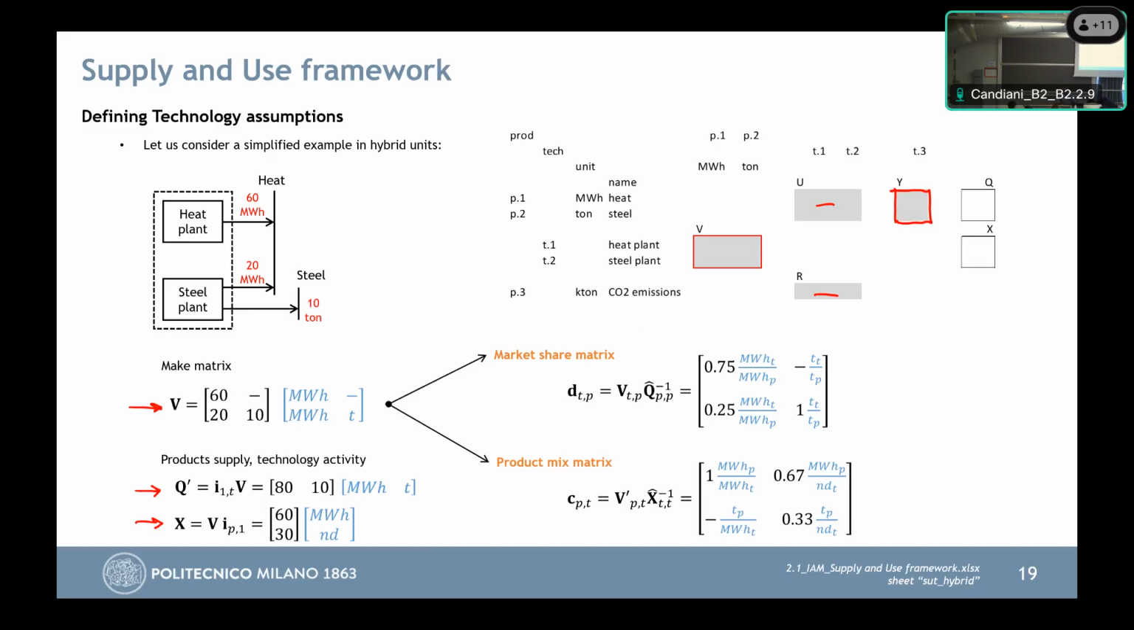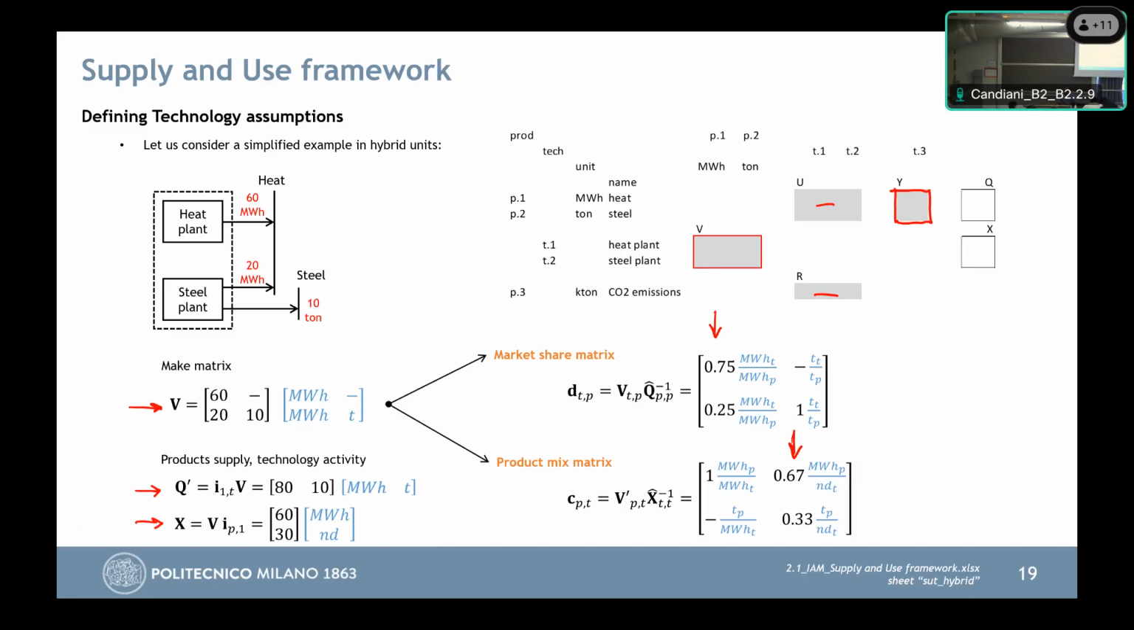And I hope you had time to rehearse about the meaning of the unit of measure of these two tables. Do you want me to come back on these concepts? Should be clear enough. Great. So you see here we have 0.75, 0.25, and the sum is 1. And here in the second column we have 0.67, 0.33. So these are just shares.